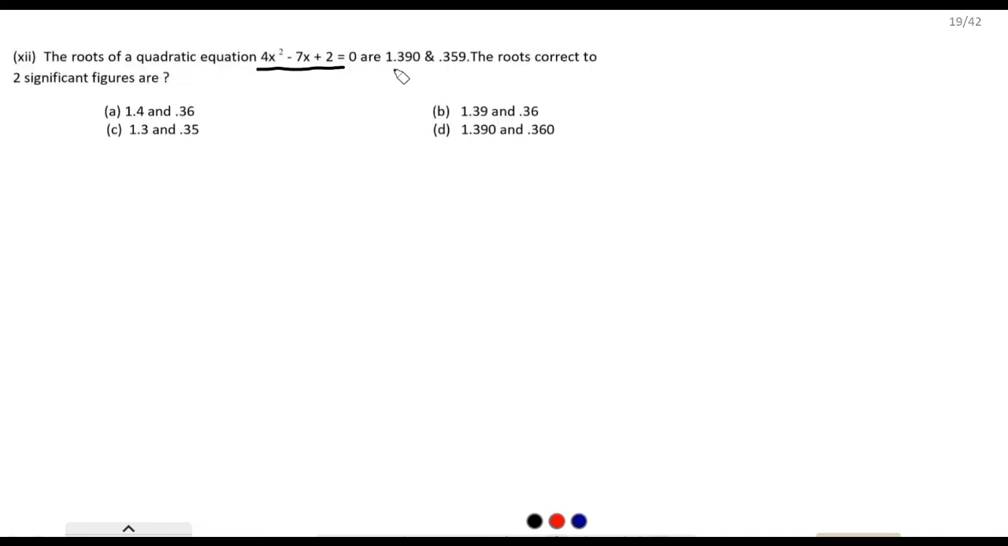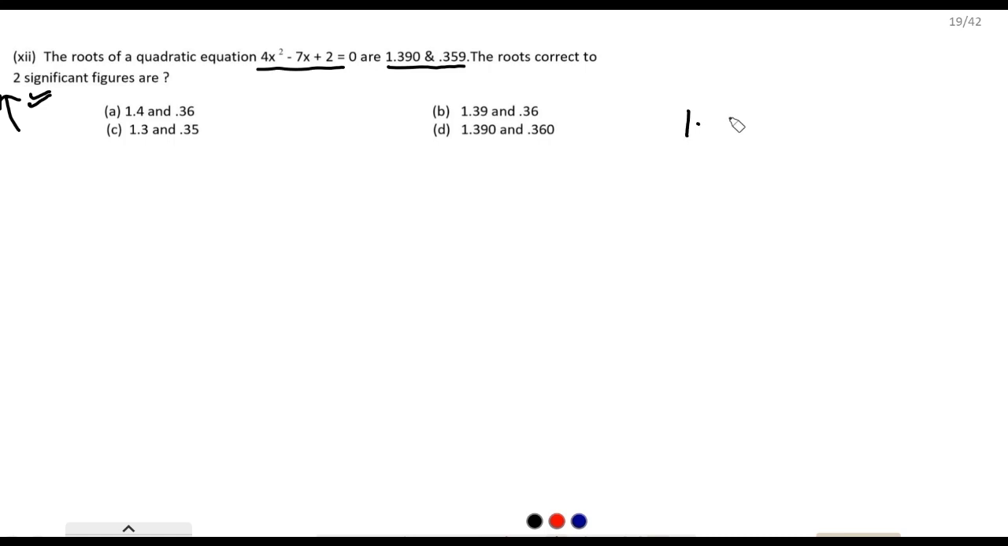Roots of this quadratic equation are this. Then the roots correct to two significant figures. Significant figures means अपना आंसर two significant figures में represent करना है. It means हमारे आंसर में two numeric values ही हो सकते हैं.